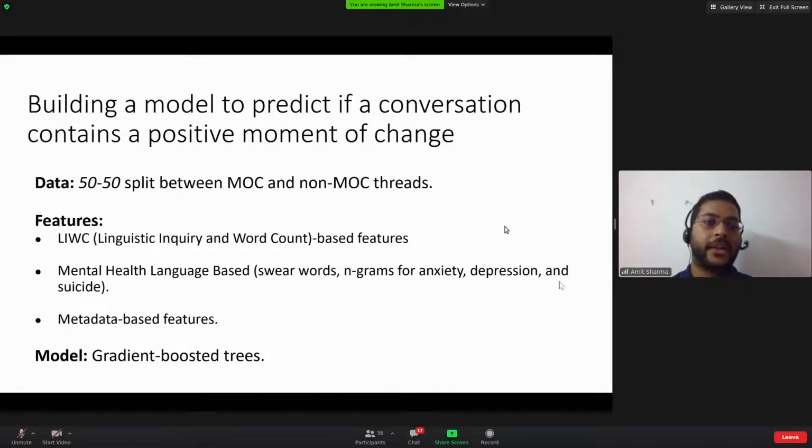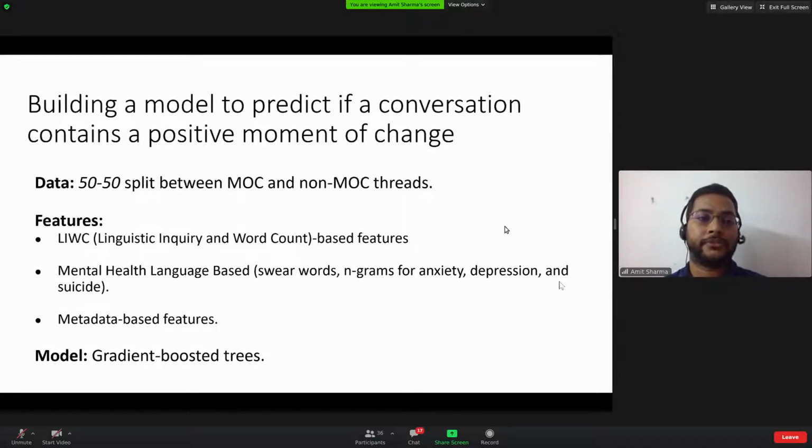Once that was done, we could imagine building a machine learning model where we have these labels of two types, right? One type is where people actually self-reported that they felt well, and the other was this labeled data. And then we did a 50-50 split between moments of change and non-moments of change threads. So this is standard machine learning. If you've already had lectures about building predictive models, that's what we are doing here. We have labels now based on the text that I just showed you.